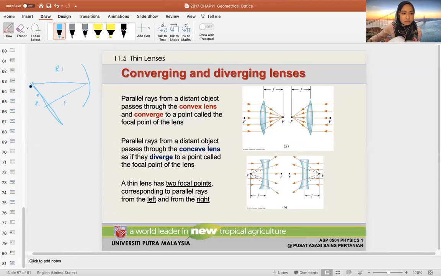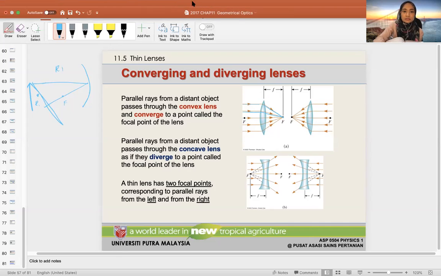So this is my object. Sorry, I forgot to label the object. For a lens, you have parallel rays hit a boundary, refracted, and it goes into the focal point. Hits the boundary, goes into the focal point. Hits the boundary, goes into the focal point.